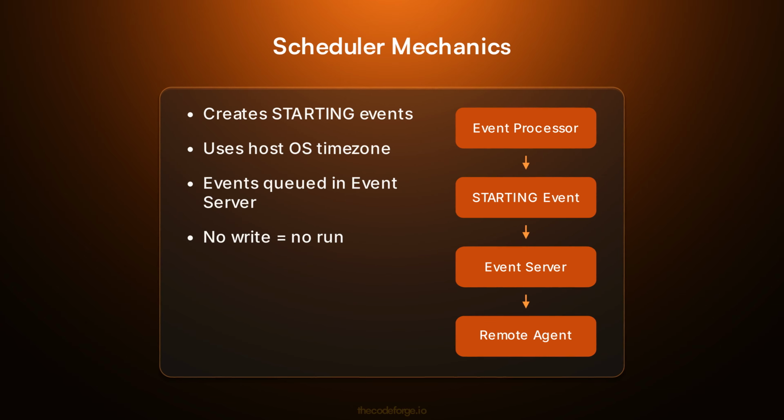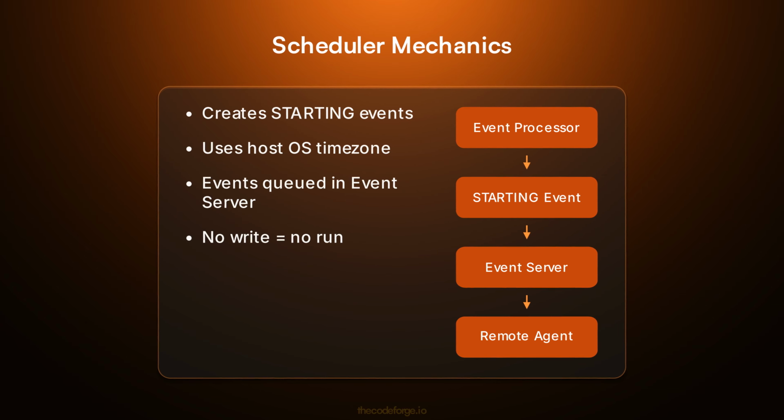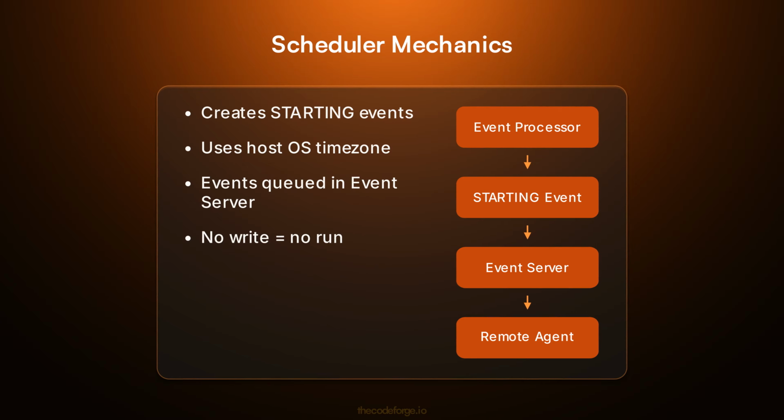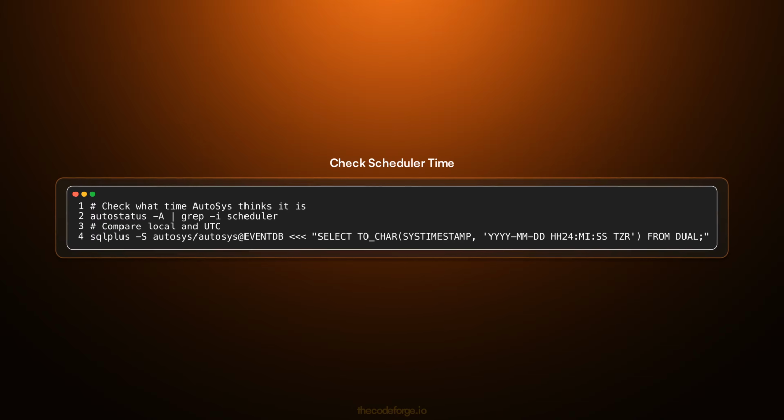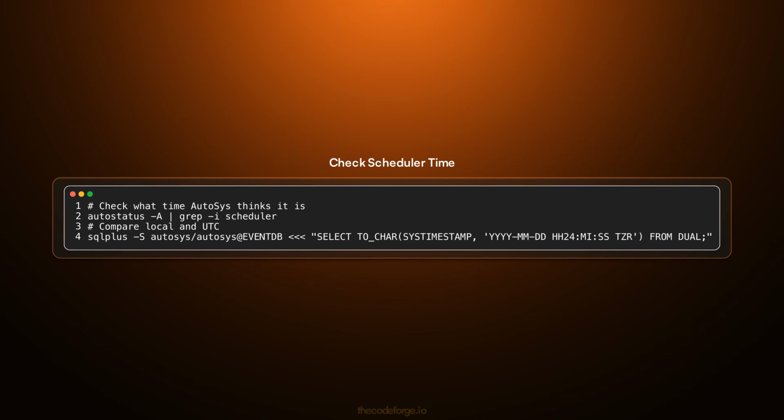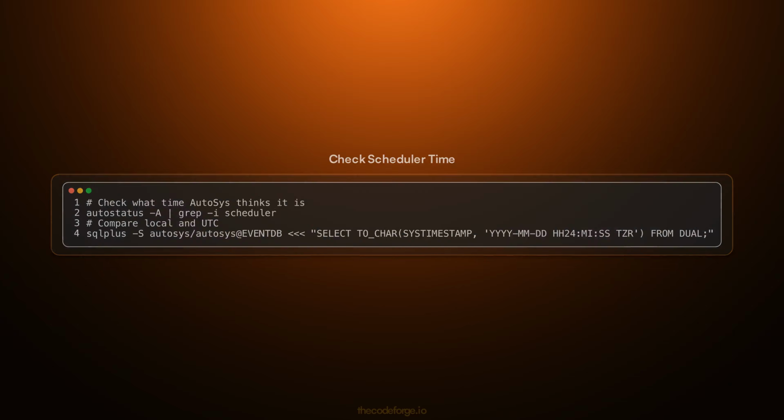The scheduler runs inside the event processor. It creates starting events that get queued into the event server. If the event server can't accept the write, the event vaporizes. Also, the scheduler uses the host OS timezone, not UTC. Always check the scheduler's local time and the event server DB time. If they drift by more than a second, you have a timezone problem that can shift all scheduled jobs.